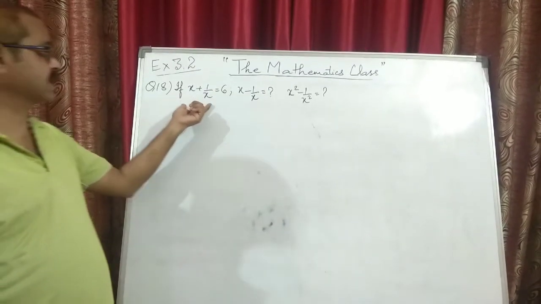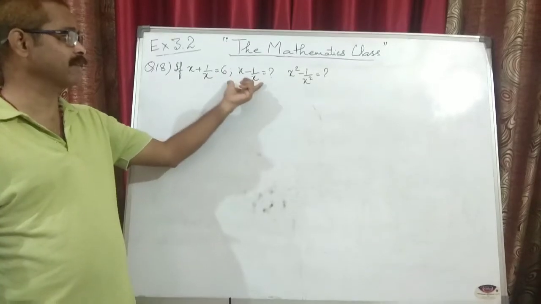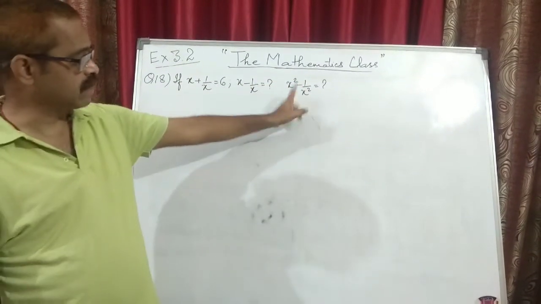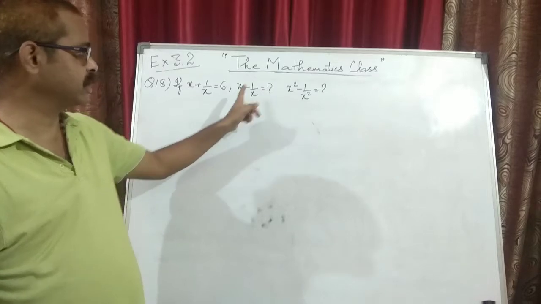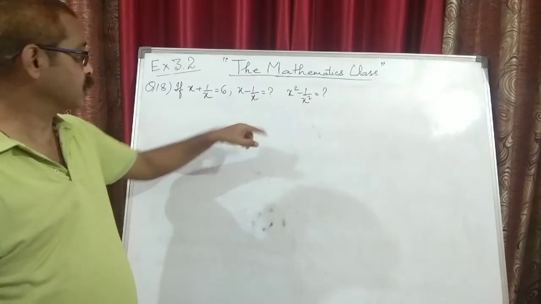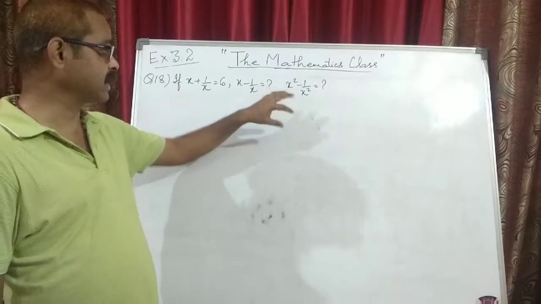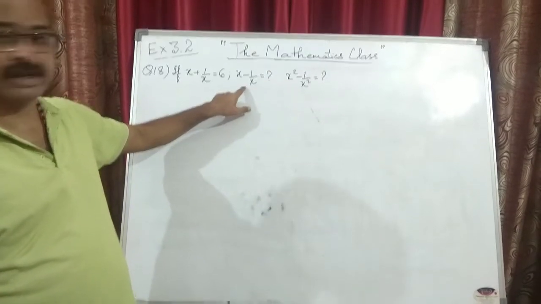It is given that x plus 1 upon x is equal to 6. Find the value of x minus 1 upon x and x square minus 1 upon x square. In order to find x square minus 1 upon x square, we need x minus 1 upon x, because we know that (a plus b) into (a minus b) is a square minus b square. So we can apply that formula. But how to find out x minus 1 upon x?